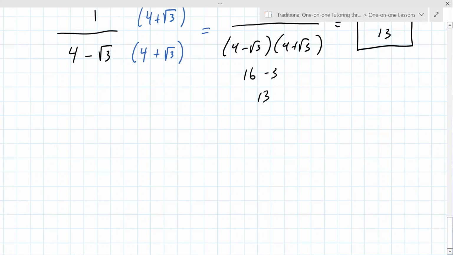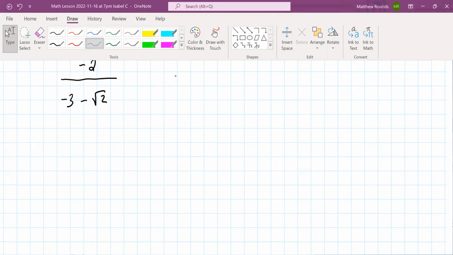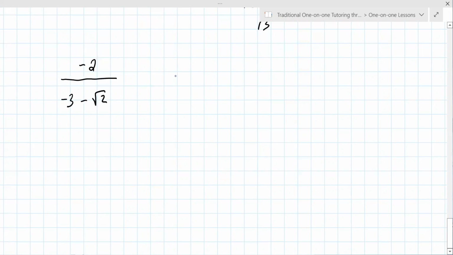So let's try another one here. This is an important skill to have. Let's say it's a negative 2 over negative 3 minus square root of 2. Can you tell me what the conjugate is when you're rationalizing the bottom? It would be 3 plus square root of 2. It's only the middle operator that changes. So it's still negative 3. Yeah, it's really important. Just this middle one changes.